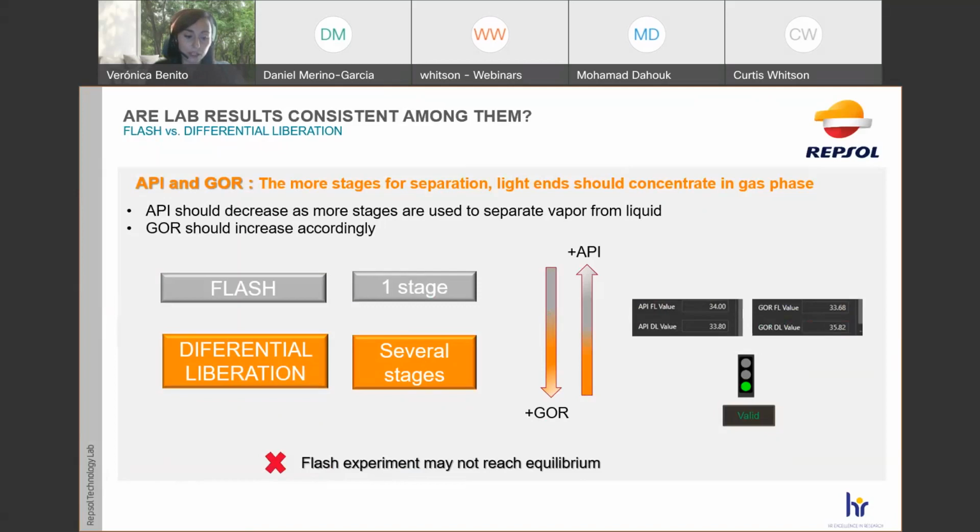The more stages in the separation, the light ends should concentrate in the gas phase. No? So API should decrease as more stages are used to separate the vapor from the liquid, and the GOR should increase instead. Here we can see an example where the consistency is assured because the API of the flash experiment is higher and the GOR is lower. But sometimes the flash experiment presents some inconsistencies because the equilibrium has not been reached properly during this depressurization.